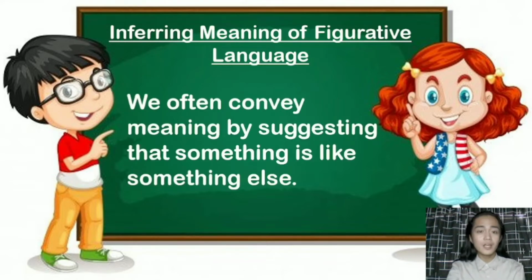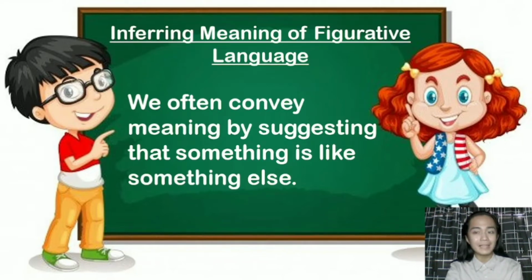Okay, so according here, we often convey meaning by suggesting that something is like something else. What do we mean by that? Kumbaga sa isang bagay, we expected na ganun lang yung magagawa niya, pero meron pa pala siyang ibang kayang gawin, okay? Like, sa characteristics ng isang tao, when you saw a person, you thought na yung skills niya ganun lang, but hindi pala, meron pa pala siyang ibang characteristics na kaya niyang gawin, okay? So, yun yung ibig sabihin ng figurative language, okay? Yung something is like something else. Something na siya, pero may something else pa, okay?